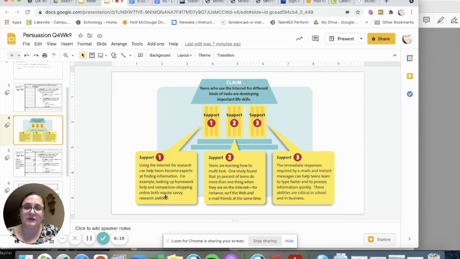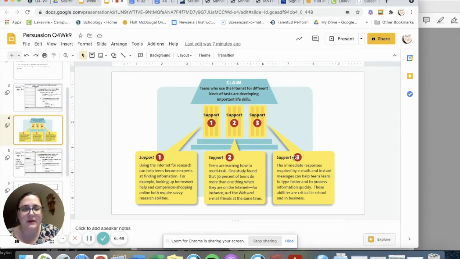So here they're giving an example of what a student is learning to do that helps them to develop important life skills. So support number two, teens are learning how to multitask. One study found that 30% of teens do more than one thing when they are on the internet. For instance, surf the web and email friends at the same time. Maybe you're gaming and you're IMing. Maybe you're doing some homework and you have music playing in the background. You're learning to multitask. And they used a statistic here from a study in order to back up their claim.